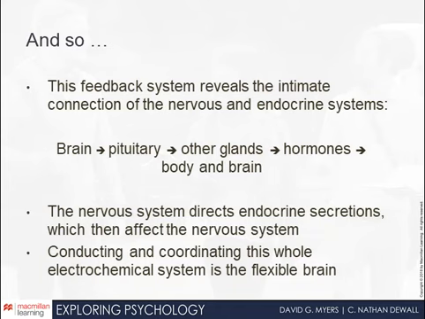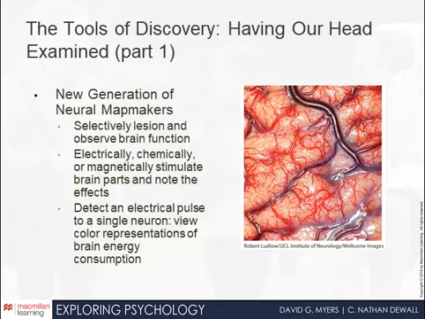So the brain controls things that will control the glands that release the hormones that will have an influence on the body and then also control the brain. So the nervous system directs the endocrine secretions, which then affect the nervous system. Conducting and coordinating this whole electrochemical system is the flexible brain. The brain is a powerful thing, one of the best tools that we have ever been able to possess.